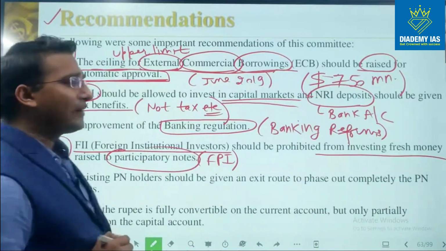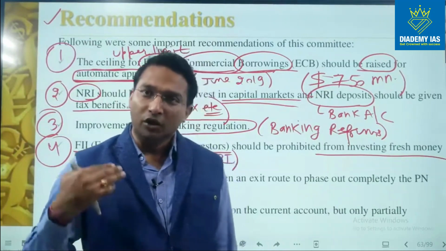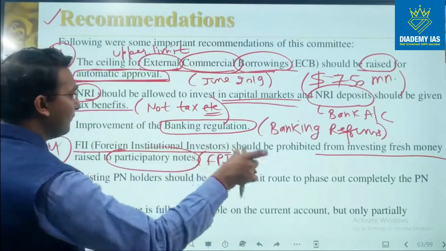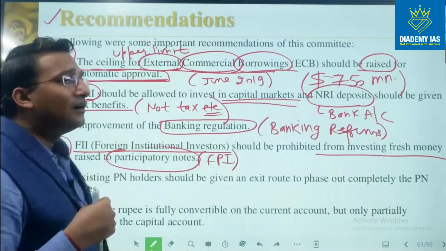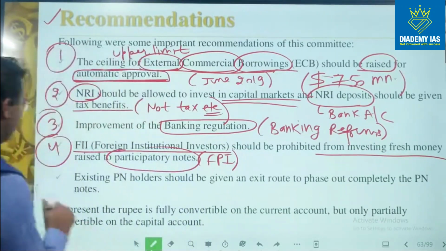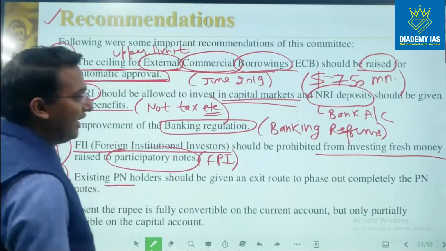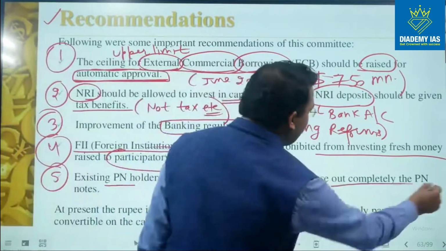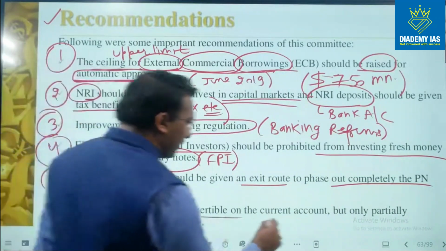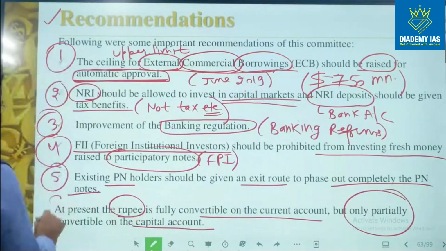Now, what is the meaning of participatory note? I will discuss it in the next slide itself. Don't worry. You just need to understand that FPIs should be prohibited from investing into the P note, because these P notes are risky. They are a risk to the financial system. Next, existing PN holders should be given an exit route to phase out the PN notes completely. At present, the rupee is fully convertible in the current account, but only partially convertible in the capital account. So this fact we already know.